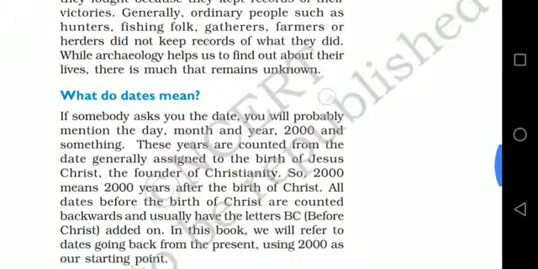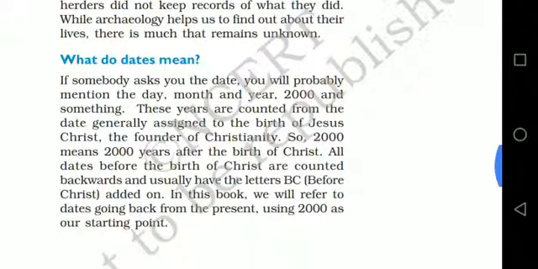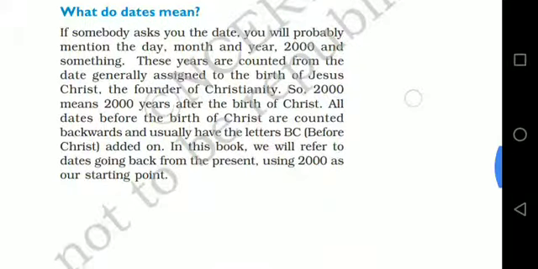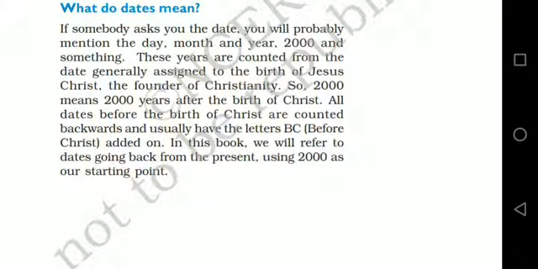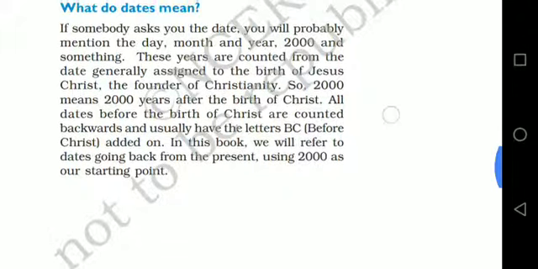Okay, let's come to what dates mean. If somebody asks you the date, you will probably mention the day, month, and year, 2000 and something. These are counted from the date generally assigned to the birth of Jesus Christ, the founder of Christianity. So 2000 means 2000 years after the birth of Christ. All dates before the birth of Christ are counted backwards and usually have the letters BC added on. This book will refer to the dates going from the present, using 2000 as the starting point.